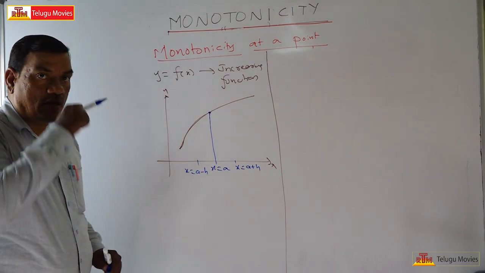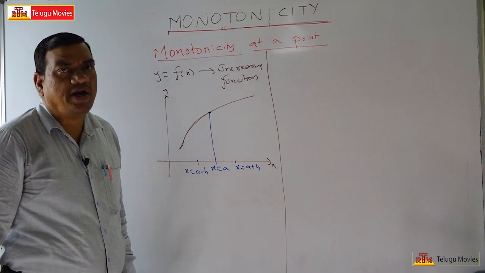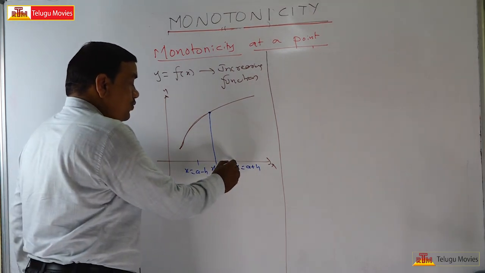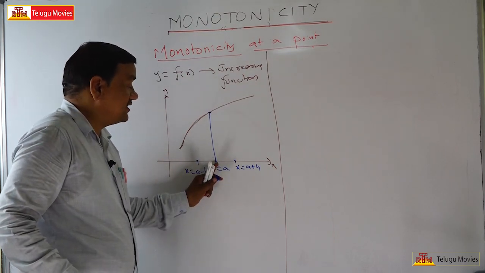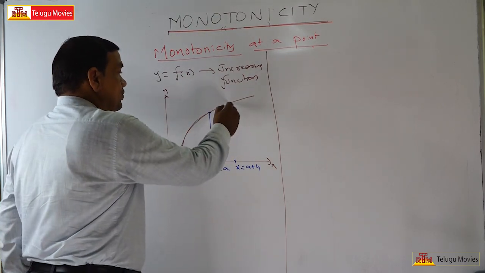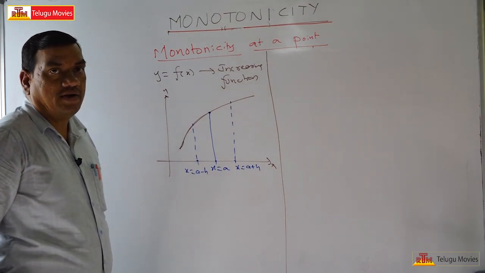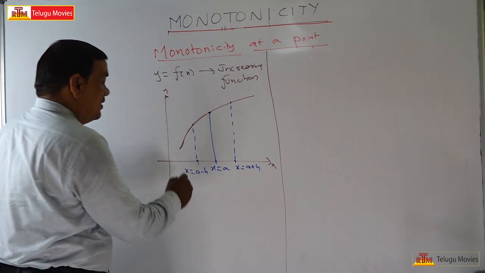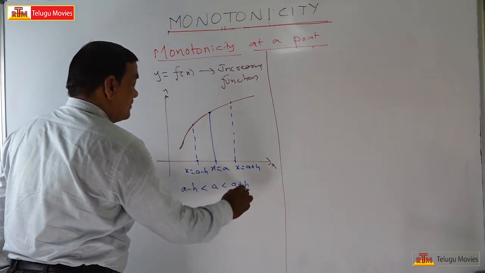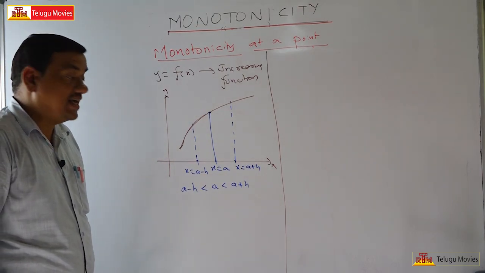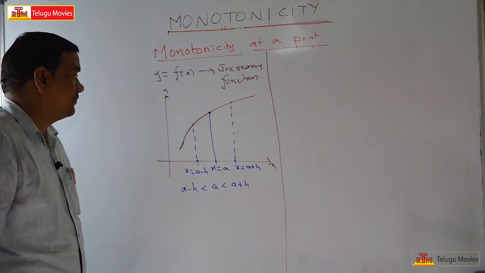Here, see here, h is a very small, minute variable, that is, this point just lies beside x is equal to a. So this is a minus h and this is a plus h. Clearly, a minus h is less than a plus h, for h is a very small quantity.